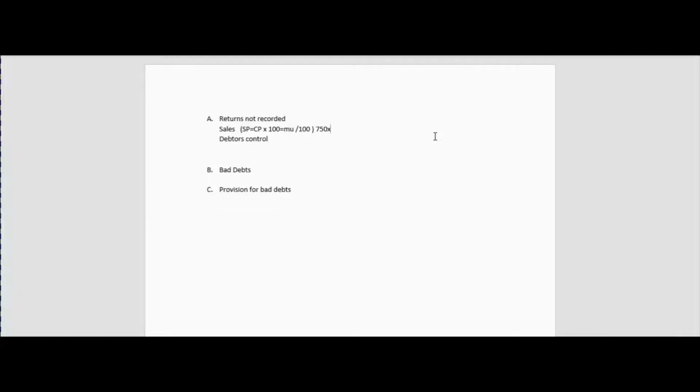Times 100 plus the markup, okay, that should be a plus, let's just fix it. Say 100 plus the markup is 60, so it's 160, and that I've got to divide by 100. So if I take 750 times 160, get an answer, divide it by 100, it should then give me 1,200. Let's just get back there. Yes, 1,200. Good.